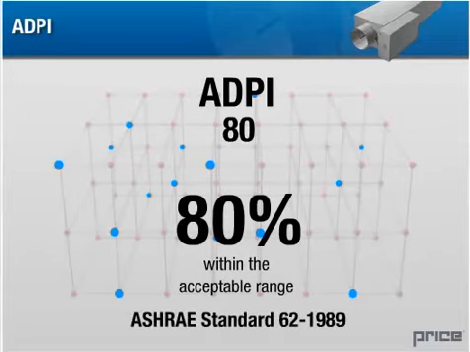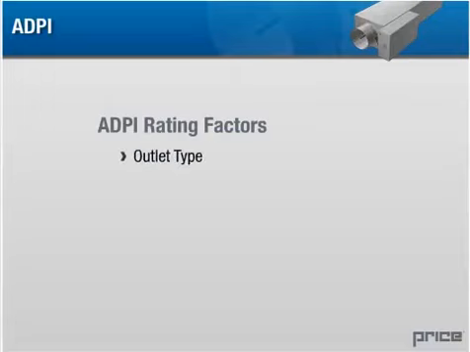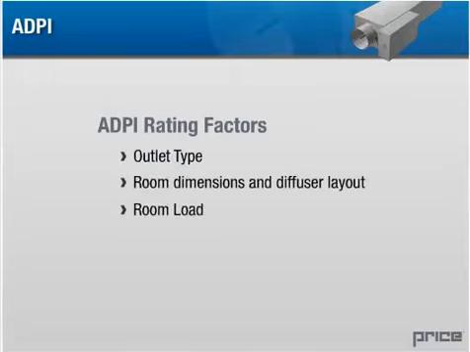The ADPI rating of an air diffusion system depends on a number of factors: outlet type, room dimensions and diffuser layout, room load, and the outlet throw. When these factors are properly selected and managed, most applications should be able to achieve an acceptable ADPI rating.